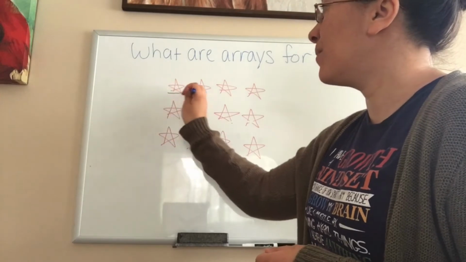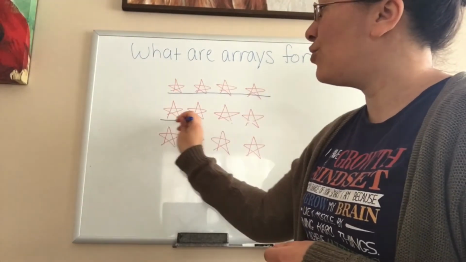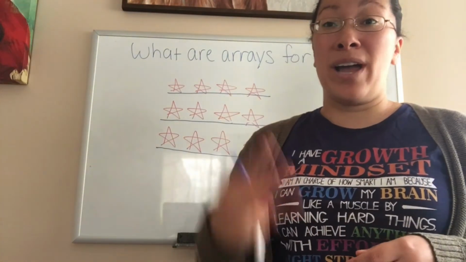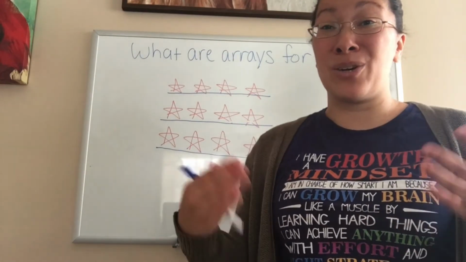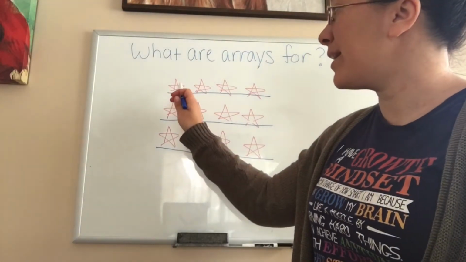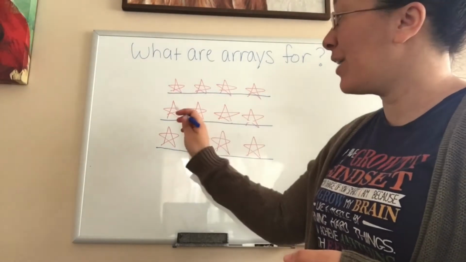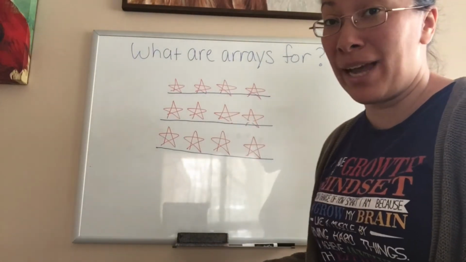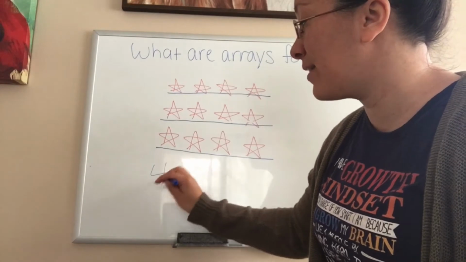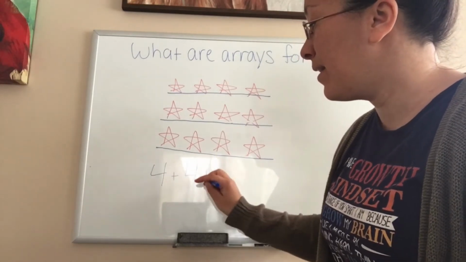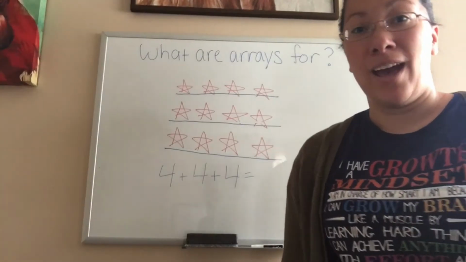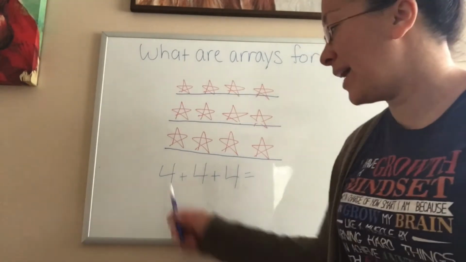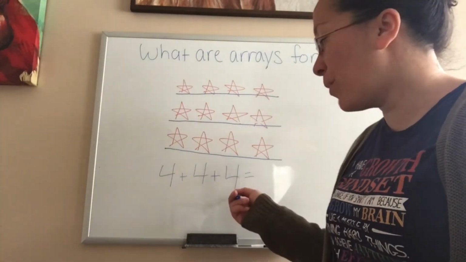So let's count how many rows of stars we have. I see 1 row, 2 rows, 3 rows. So now that I know I have 3 rows, I have to count, well, how many stars are in each row? So this row has 1, 2, 3, 4 stars, and I know this row has 4 stars, and I know this row has 4 stars. So instead of counting all these stars, I can make a repeated addition sentence by adding together my 3 rows. Okay, so now that I have my repeated addition sentence, I know that if I add all those up, I'll get how many stars there are. So I know that 4 plus 4 is 8, and if I add 1 more 4, I get 12.